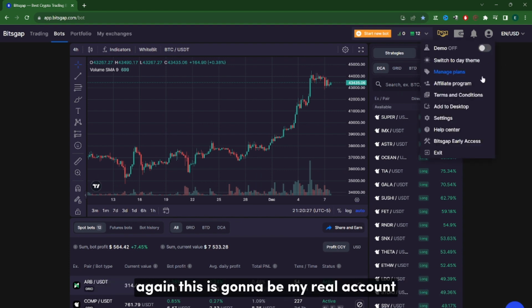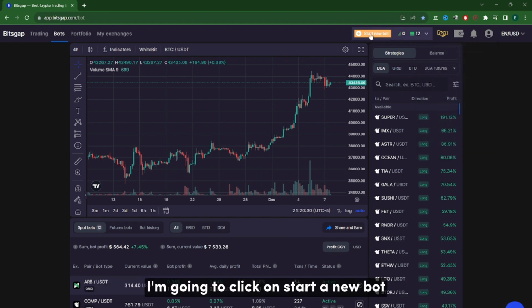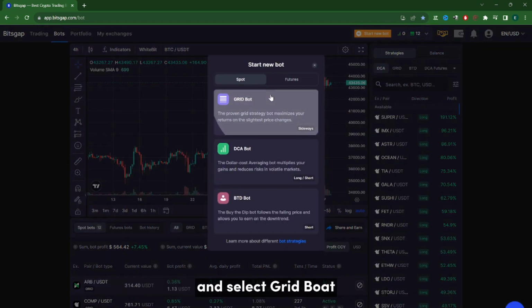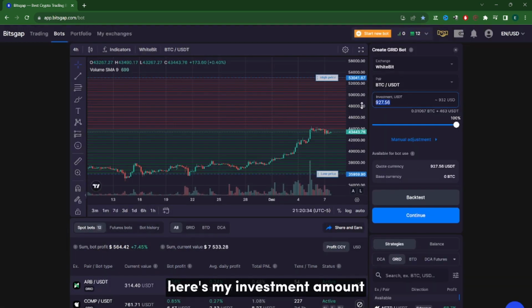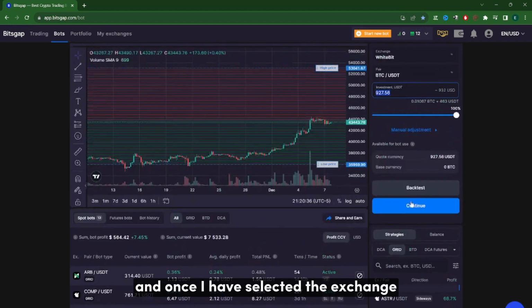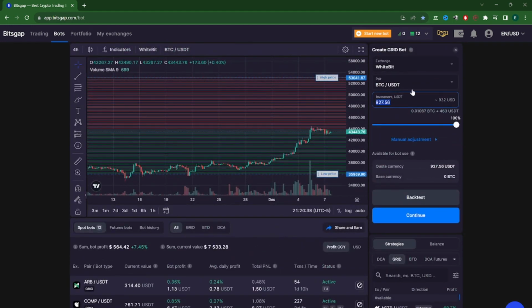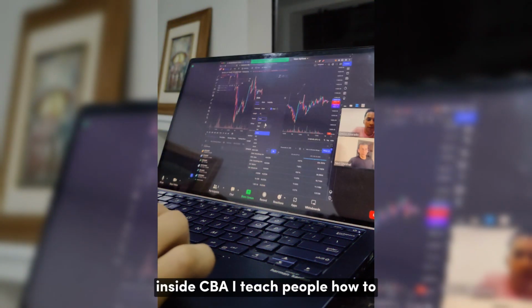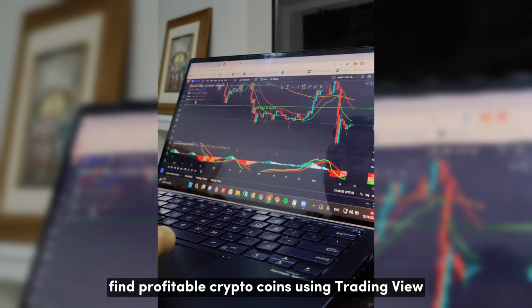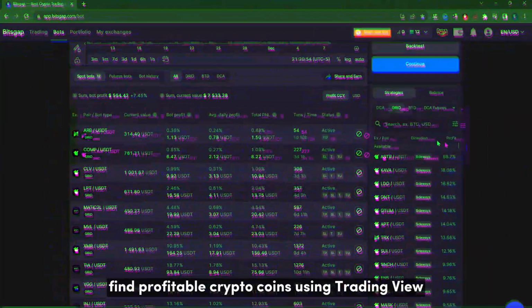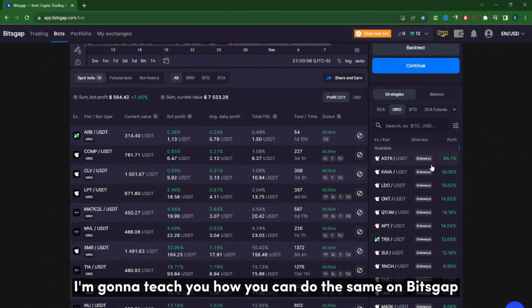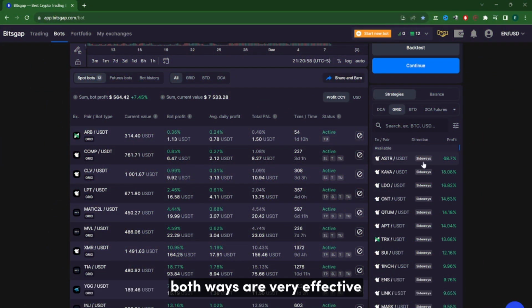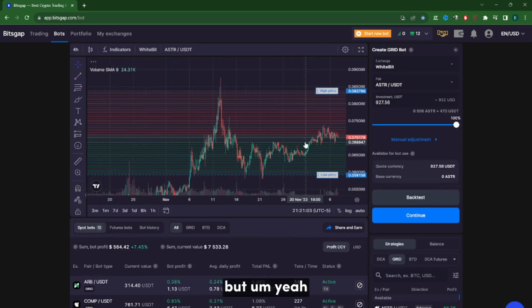Again, this is going to be my real account. I'm going to click on start a new bot, then select grid bot. Here's my investment amount, and once I have selected the exchange, now I need to find a profitable crypto coin. You have two ways to do this. You can use TradingView or you can use BitsGap. Inside CBA, I teach people how to find profitable crypto coins using TradingView, but in this case, I'm gonna teach you how you can do the same on BitsGap. Both ways are very effective, but let's do it.